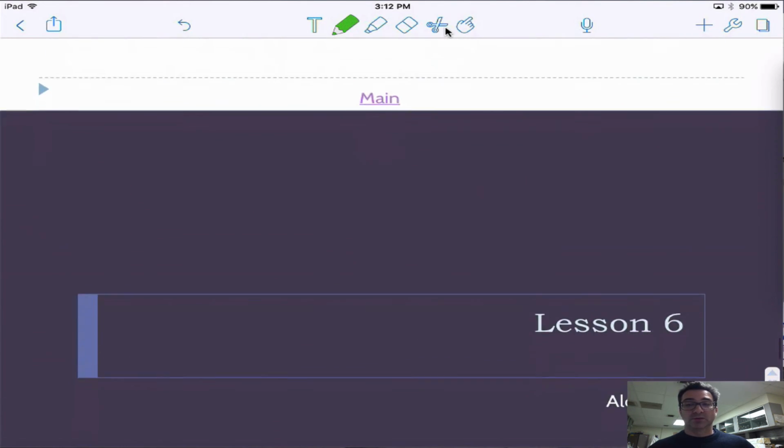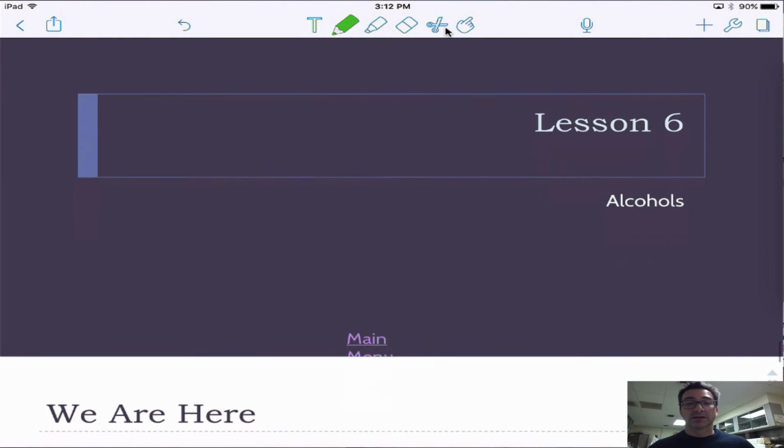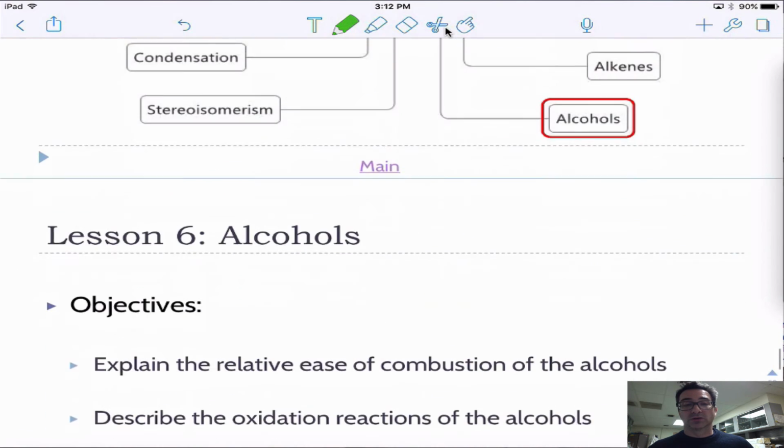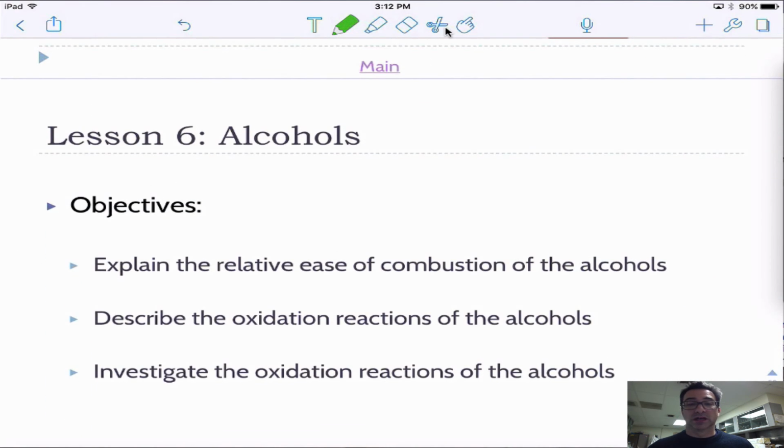Alright, so next time we will study alcohols, and we will talk about their reactions, both combusting and also their reaction when they undergo oxidation.